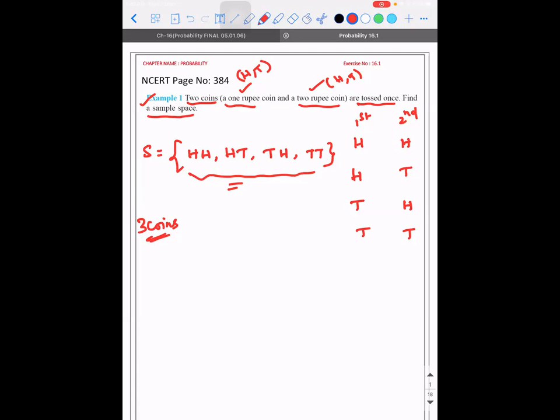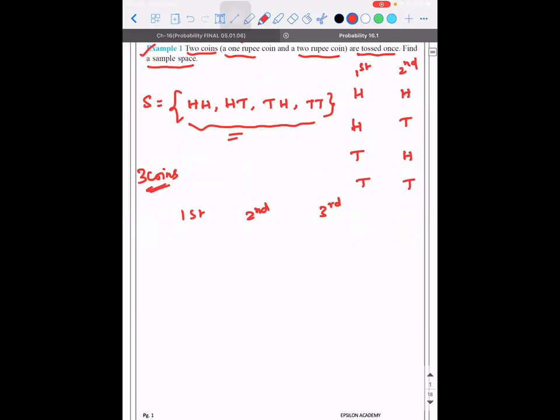2 cube, sir. 2 cube. So how are you going to get this? First, second, third. You can get a head here, a head here, a head here. You can get head, tail, head. Like this, things can keep changing, right? Are you able to understand?